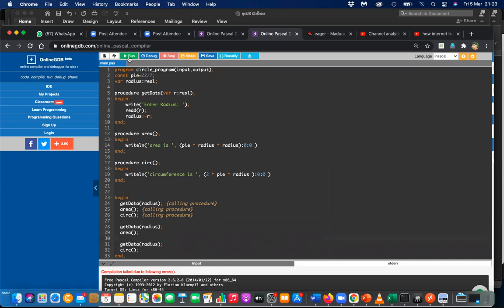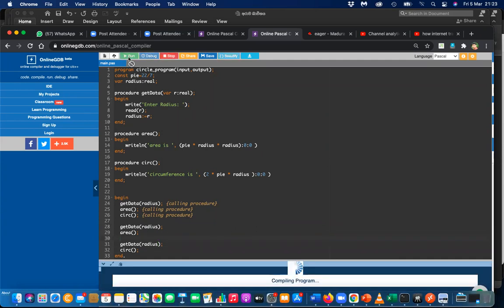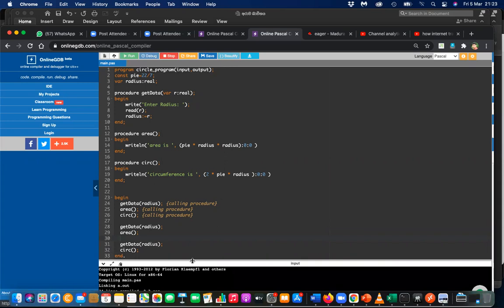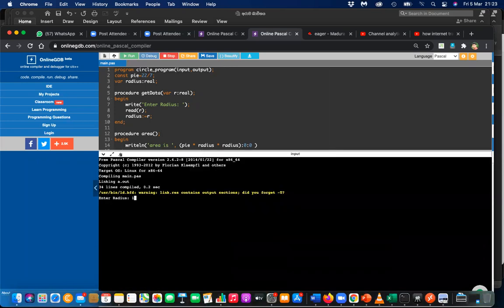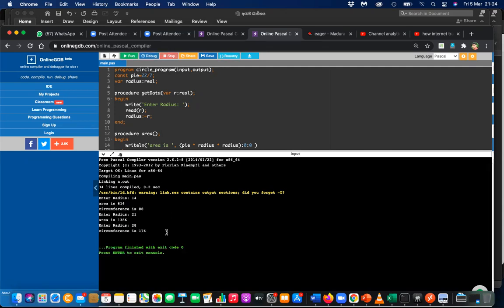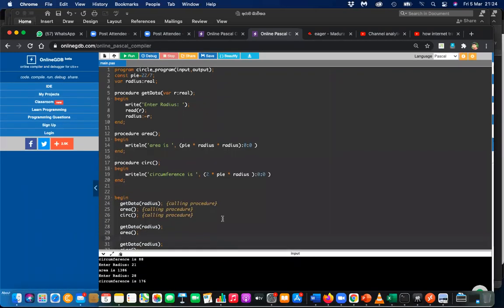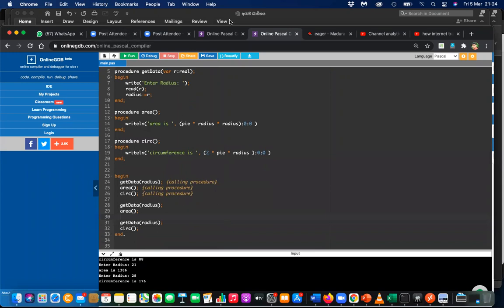Okay, so when you run this, you can see it's asking the radius first. First radius is 14. It gives the circumference and the area. Second radius, let's say 21. Again, it gives the circumference and the area. The next one, let's say 28. So it gives the circumference and area. Likewise, I can call the function again and again and get the results without rewriting the code above.